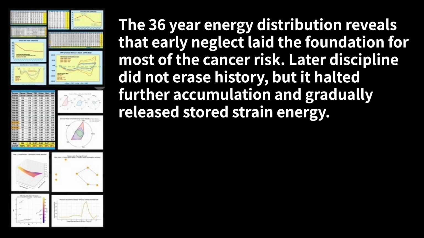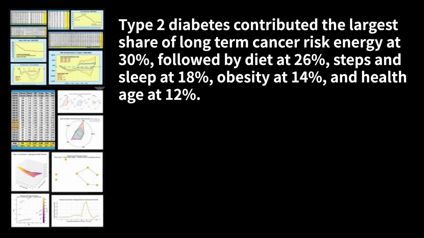The 36-year energy distribution reveals that early neglect laid the foundation for most of the cancer risk. Later discipline did not erase history, but it halted further accumulation and gradually released stored strain energy. Type 2 diabetes contributed the largest share of long-term cancer risk energy at 30%, followed by diet at 26%, steps and sleep at 18%, obesity at 14%, and health age at 12%.